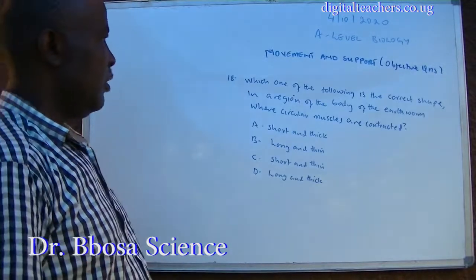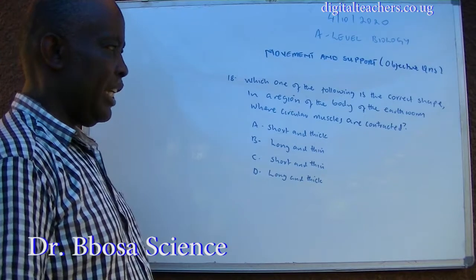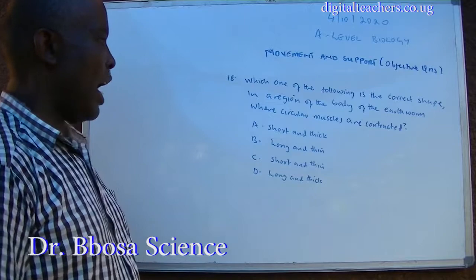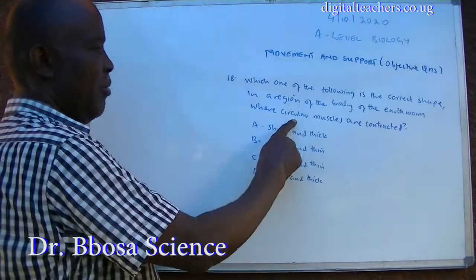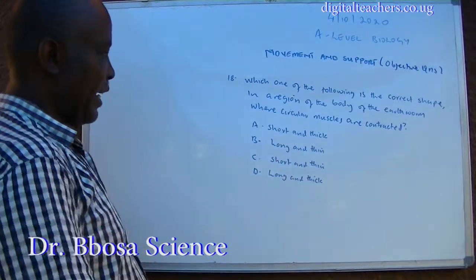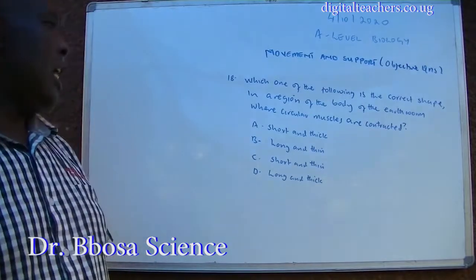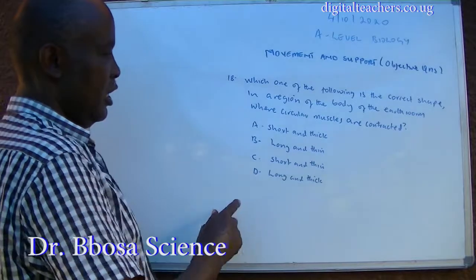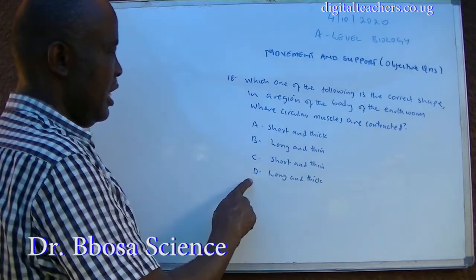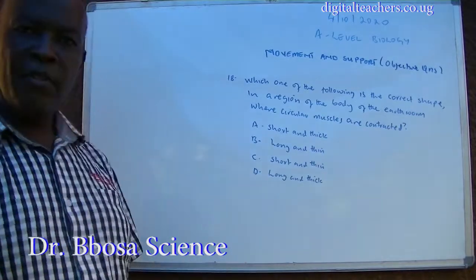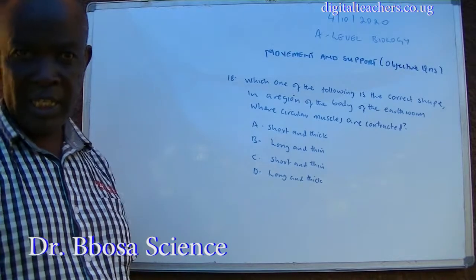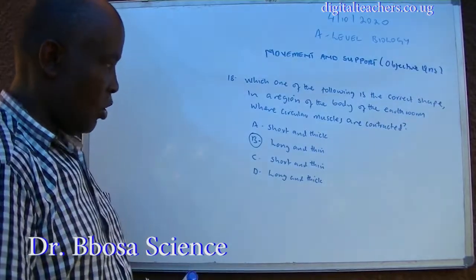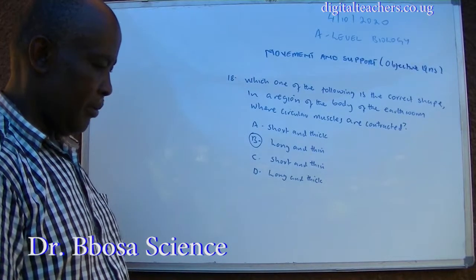Number 18. Which one of the following is the correct shape in the region of the body of the earthworm where sacral muscles are contracted? A. Short and thick. B. Long and thin. C. Short and thin. D. Long and thick. You can pause and answer. The answer is B. Long and thin.